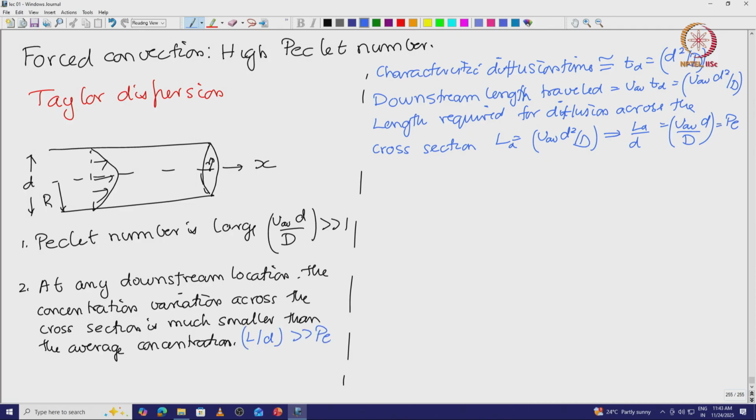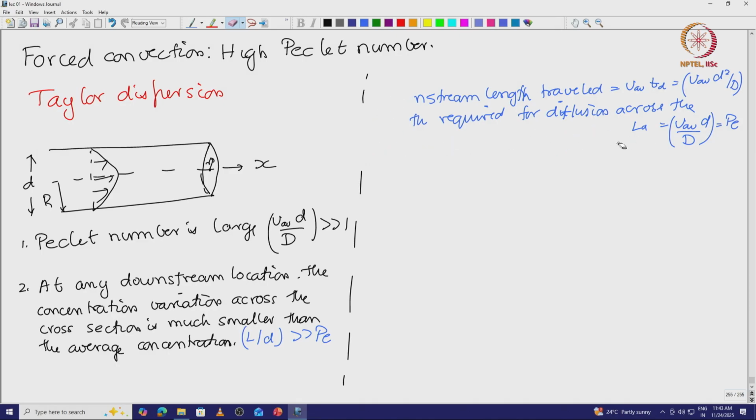From this simple calculation, just calculating the diffusion time across the cross section and multiplying that by the velocity, you get the diffusion length, the length after which there is equalization of concentration across the cross section. We are assuming that the concentration variation across the cross section is much smaller than the average concentration. That means the concentration has almost equalized across the entire cross section. That implies that the length of the pipe divided by the diameter has to be much larger than the Peclet number. So, we are talking about the high Peclet number limit and when the length is large.